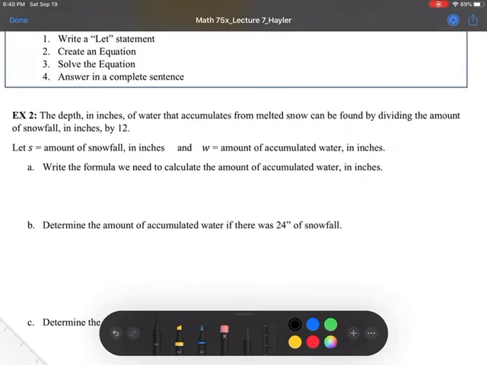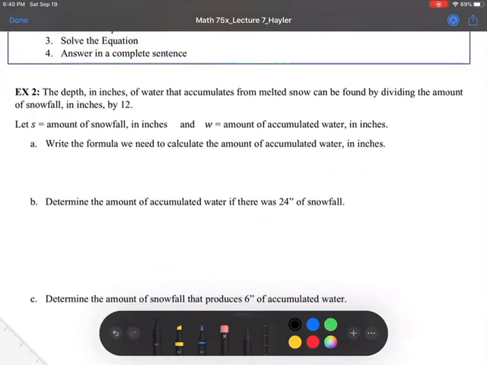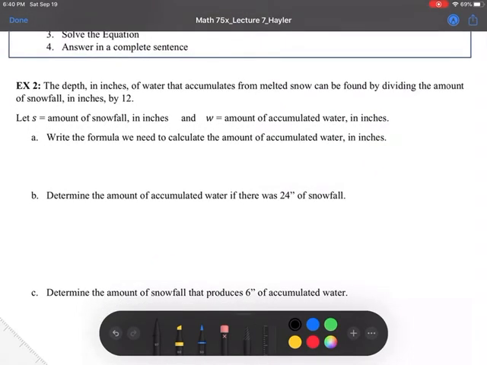All right, so for example 2, the depth in inches of water that accumulates from melted snow can be found by dividing the amount of snowfall in inches by 12. Okay, so we're given some information in this word problem. And then we're told, let S equal the amount of snowfall in inches, and W equal the amount of accumulated water in inches. Okay, so we have two variables, S and W. Let me change the colors here.